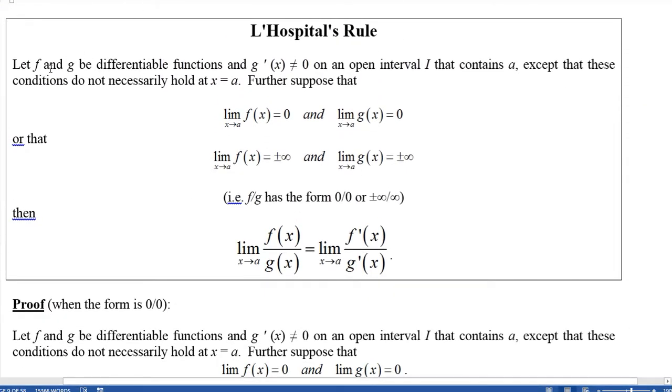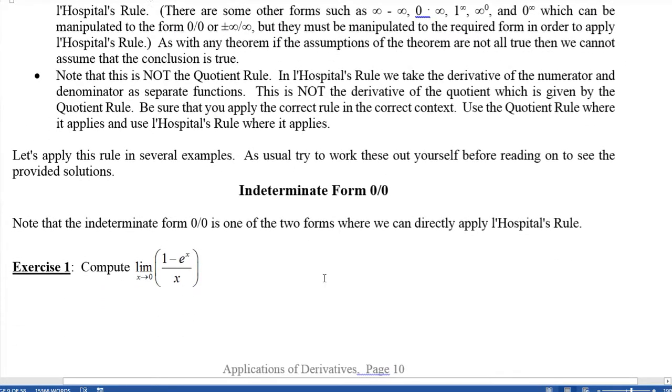L'Hopital's rule says if f and g are differentiable functions on an open interval I containing some number a, and the derivative is not 0 there for g, but we don't really care what happens at x equals a, then if the limit as x approaches a of f of x equals 0 and the limit as x approaches a of g of x is 0, so that has the form 0 over 0, or perhaps the limit as x approaches a of f of x is either positive or negative infinity, and the limit as x approaches a of g of x is positive or negative infinity, so then it has the form plus or minus infinity over infinity, then we can apply L'Hopital's rule, and the conclusion is that the limit as x approaches a of f of x over g of x is the limit as x approaches a of f prime of x over g prime of x.